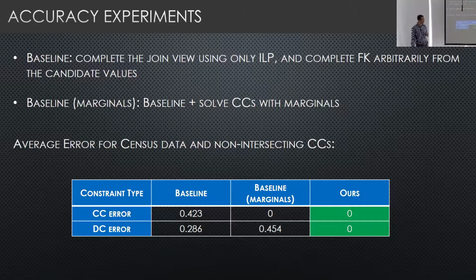So here are the results for non-intersecting cardinality constraints, and this is averaged over different scales of the census data. So the first version of the baseline had errors for both types of constraints. The second version had errors for the denial constraints, and our version was able to satisfy both types of constraints.